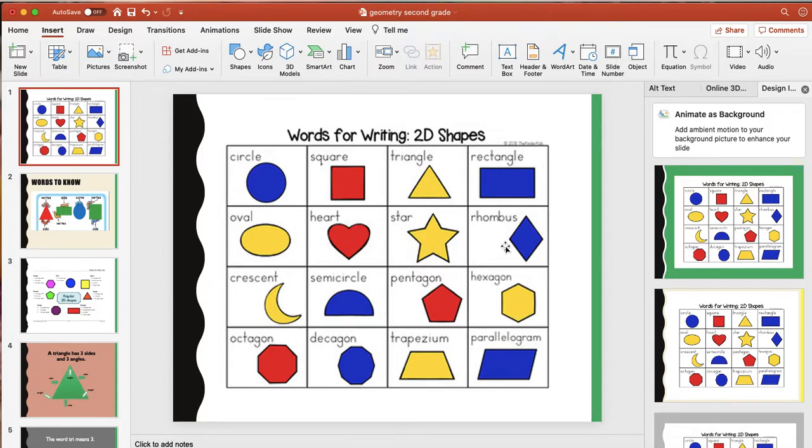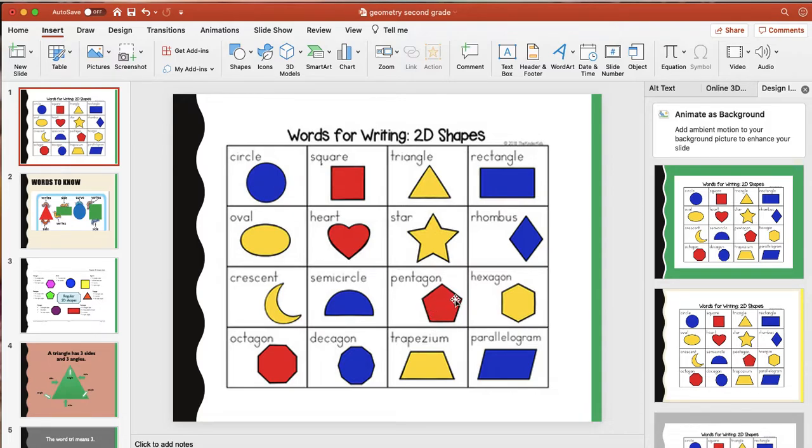This is a new one. I'm not sure if you've heard of it before. Maybe you have. It's called a rhombus. A rhombus also has 4 sides, as you can see, and it kind of looks like a diamond. Then we have a crescent. This looks like a moon shape. Semicircle, as you can see here, this is half of a circle. So a semicircle is half of a circle.